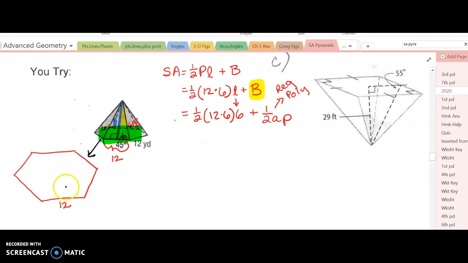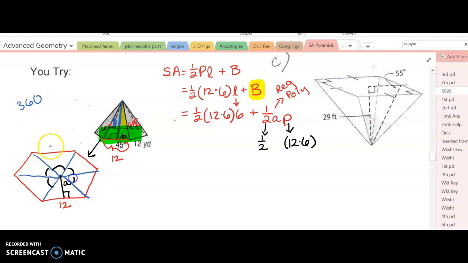Okay, so we know that our strategy is we're going to do 1/2 AP, 1/2 apothem times perimeter. We already know the perimeter of this hexagon is going to be 12 times 6. We already know the 1/2. What we don't know is the A. So let's use our strategy for this. We split this up into 6 equivalent triangles. And by doing that, that gives us 6 central angles that are all congruent. They're all equal. So 360 divided by 6, each one would be 60. So that means each of these angles here is 60 degrees.